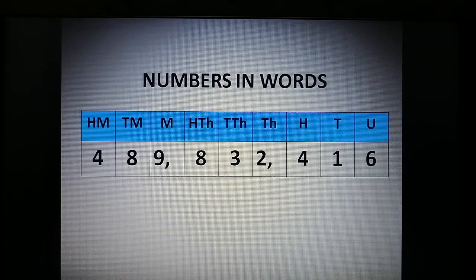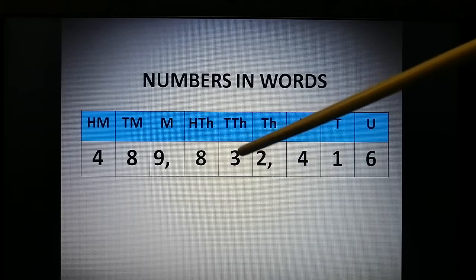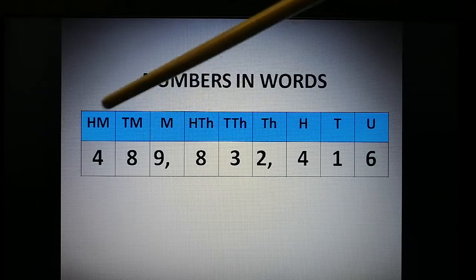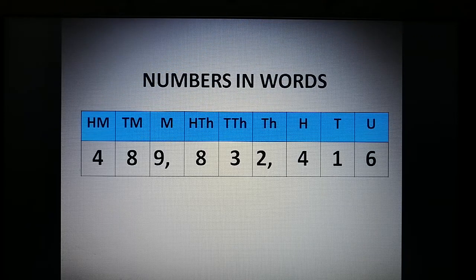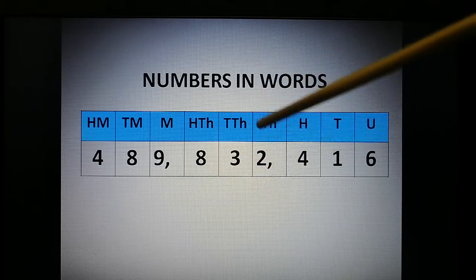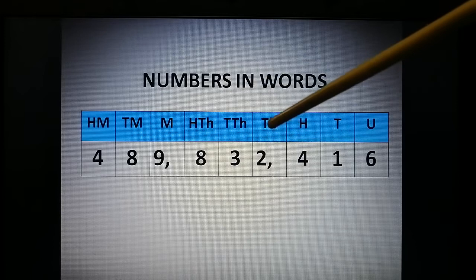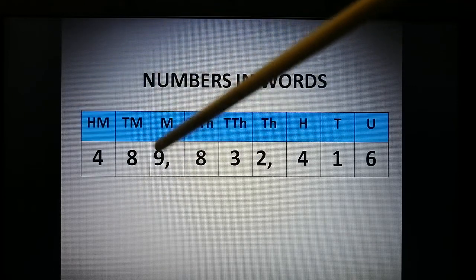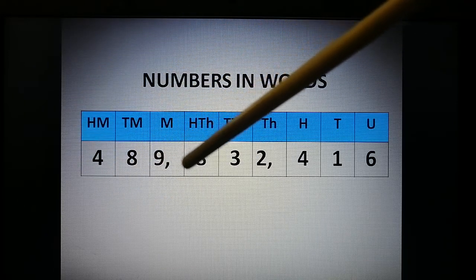We have another example. Now it is a bigger number. How many digits? Count with me: 1, 2, 3, 4, 5, 6, 7, 8, 9. A 9-digit number. It is big. Is it difficult? No, it is very easy. 416 in words is 416. 832 in words is 832. 489 in words is 489.